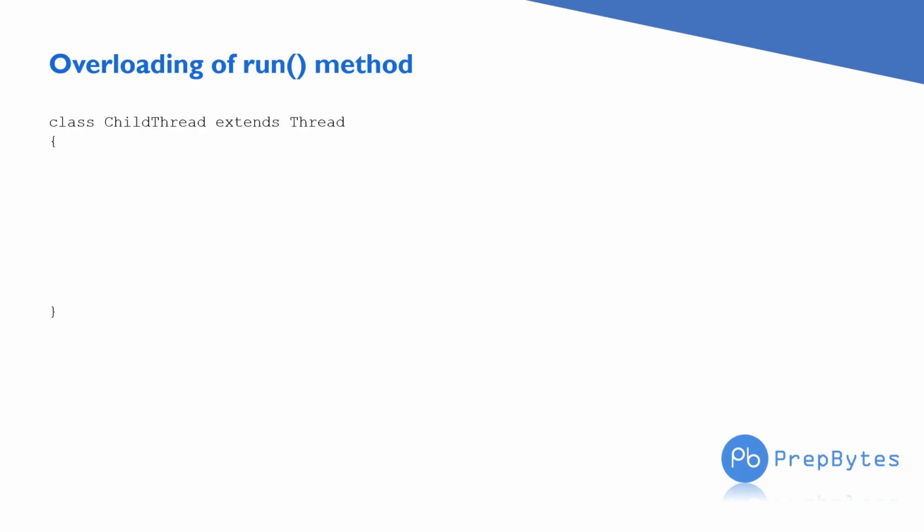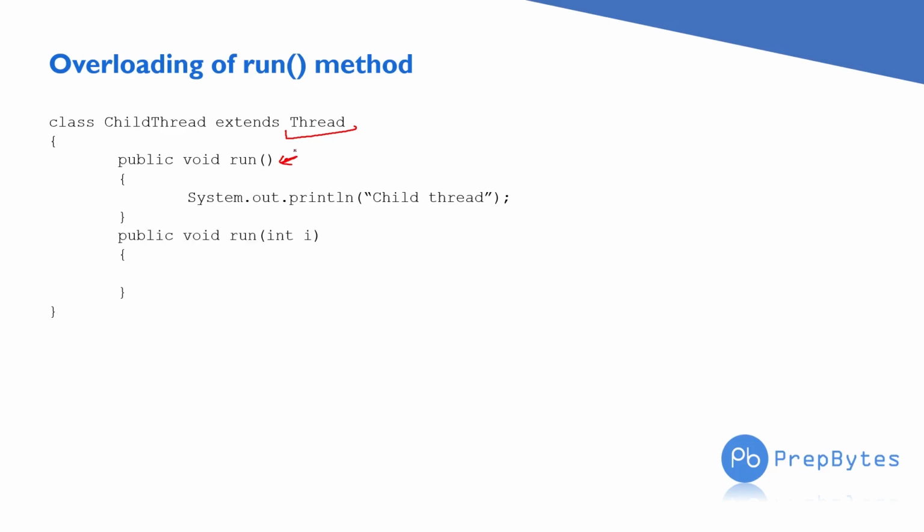This is my child thread class that extends the Thread class. This is a public void run, so this is overriding of my run method. The Thread class contains a run method, but it has an empty implementation, no lines of code. So it is overridden, and this is the single job that this run method has to perform. Now we are overloading. What do we mean by overloading? The name is the same, but the parameters are different. One has no parameter, the other has a single parameter, and this is the overloaded method.